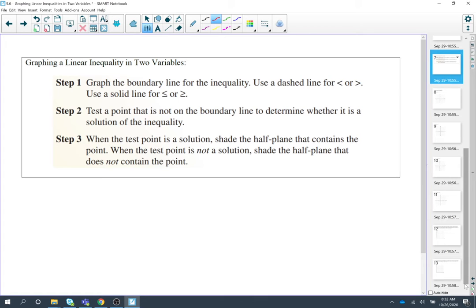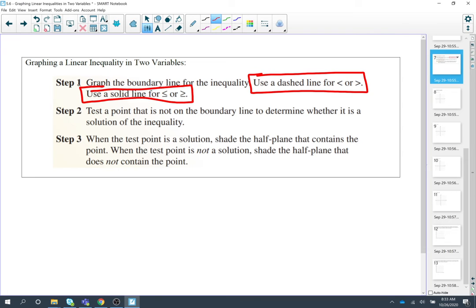Step 1, graph the boundary line for the inequality. Use a dashed line for a less than or a greater than. Okay, dashed line, this is important. Put it in a box, please. Use a solid line for a less than or equal to or a greater than or equal to. So it's kind of like when we use an open dot versus a closed dot. If it's less than or greater than, you would use an open dot. If it has the equal to sign, you use the closed dot. So here we're using a dashed line, here we're using a solid line.